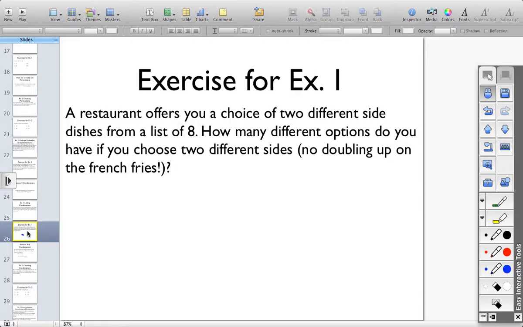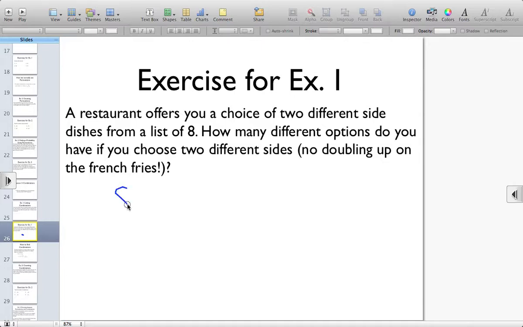How many different options do you have if you choose 2 different sides? Again, the key word here being different sides. We're not doubling up on the same order of French fries or whatever your favorite side happens to be. So you're choosing 2 different options. I could have 8 possibilities for the first one, and then that leaves 7 possibilities for the second one. But if I were to draw out that tree diagram again, listing all the possible combinations, I'm going to have the same 2 sides, whether I meant to or not.